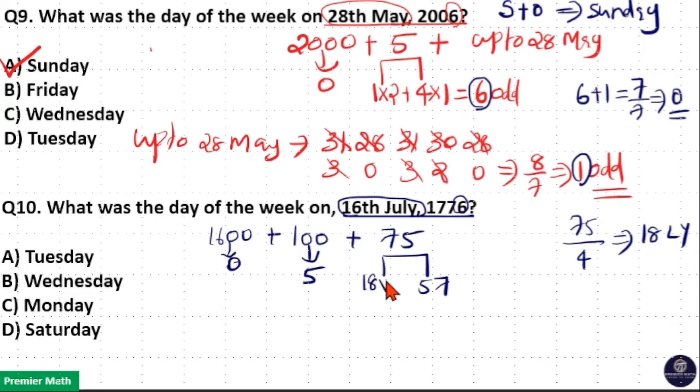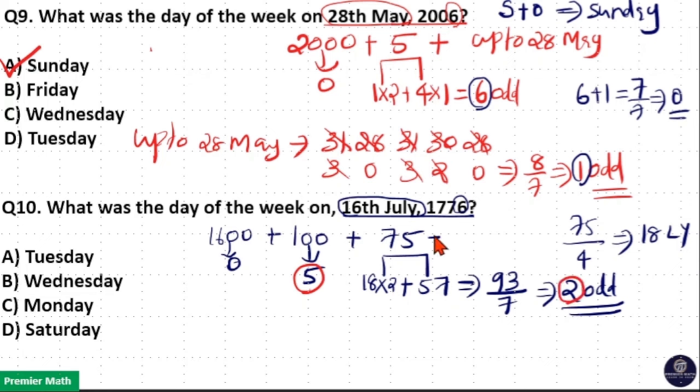18 leap years means 18 into 2, 36 odd days. 57 non-leap years means 57 into 1, 57 odd days, which means total 93 odd days. 93 by 7 will give you remainder 2 odd days. In 93 days there are 2 odd days. So here 5 odd days, here 2 odd days. Remaining up to 16 July.